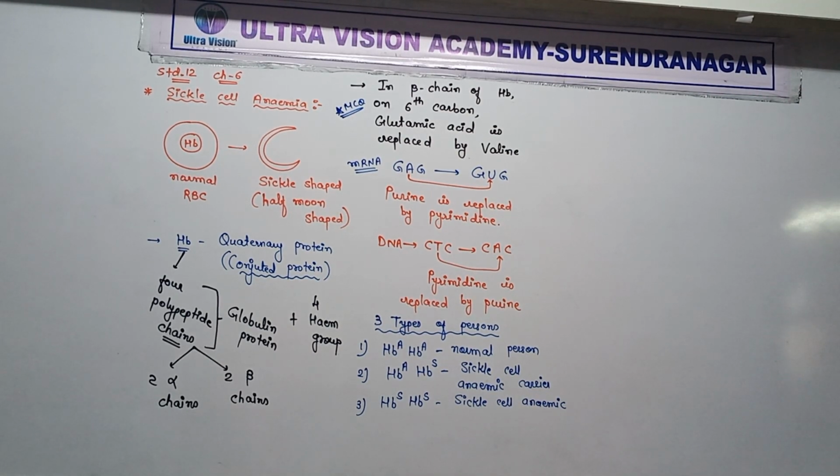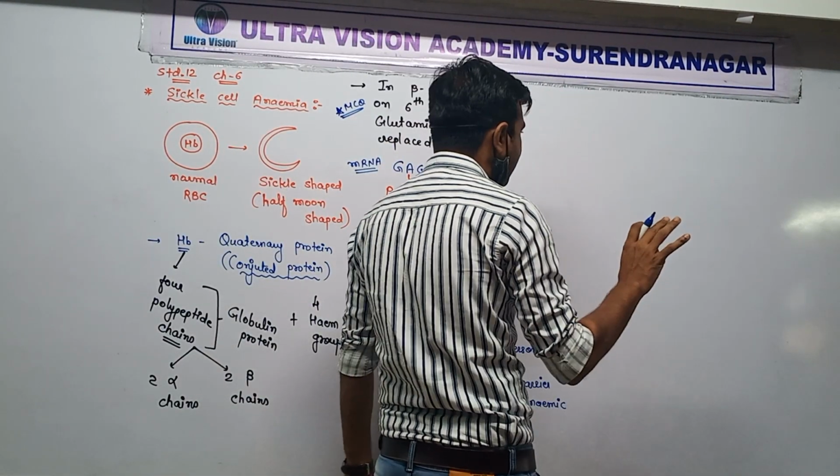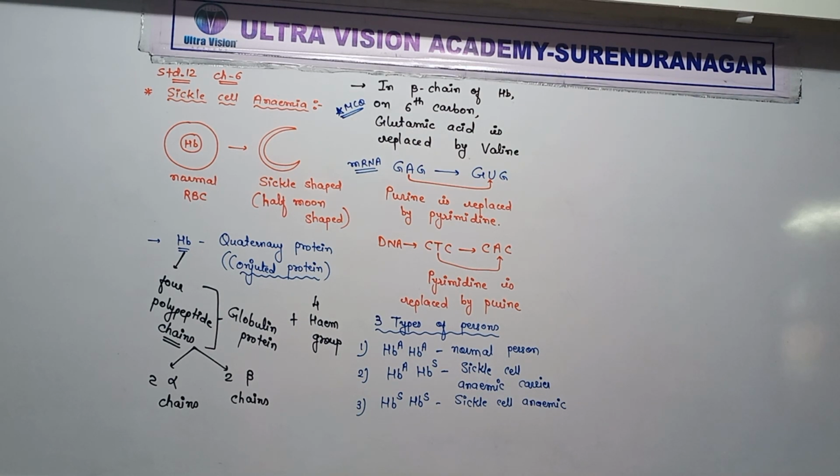So here we say that in sickle cell anemia, the hemoglobin amount decreases or is normal?